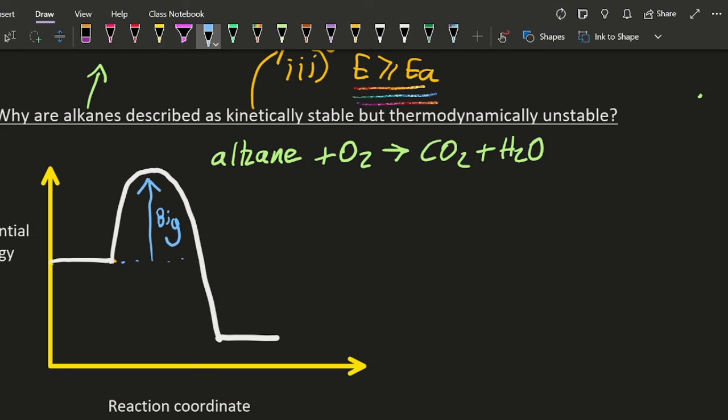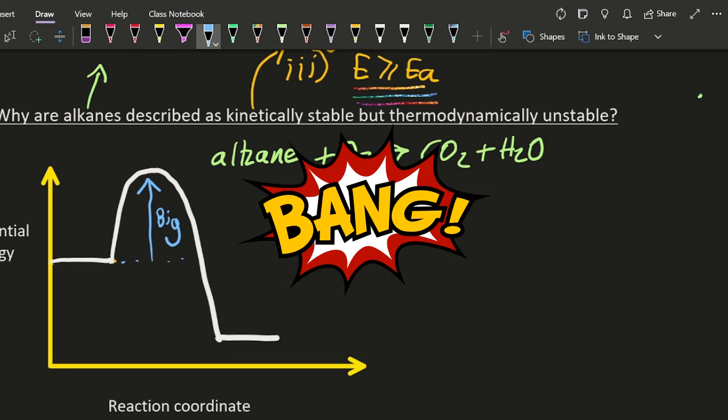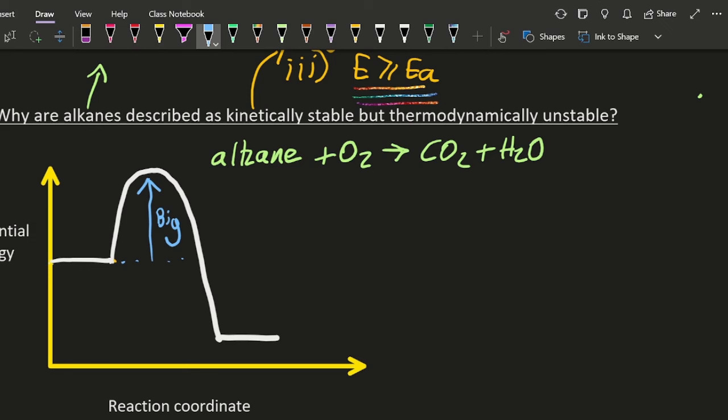So alkanes are unreactive. Methane, gasoline poured on the floor, nothing's going to happen. They're not going to react until you give it a big fat spark or set fire to it. And that gives it energy greater than activation energy, and that gets the reaction to happen.